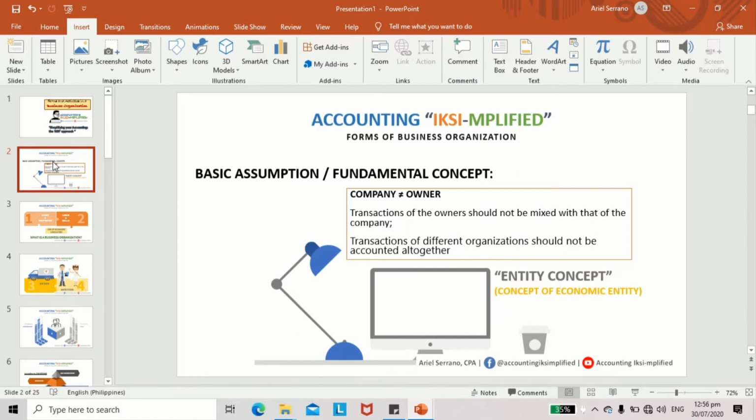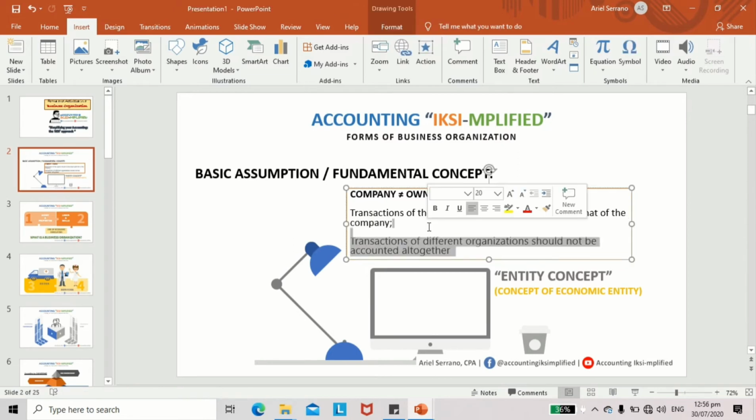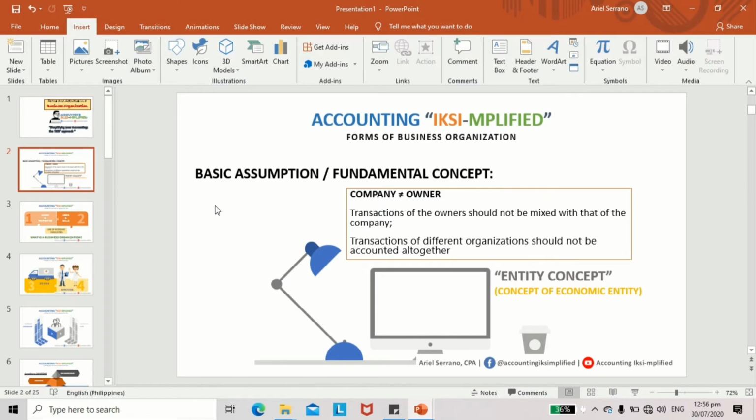In this concept, the transactions of the owners should not be mixed with that of the company. So the company is not equal to the owner. There are separate personalities. So we treat the company as a separate person, a separate business. Or in terms of other organizations, let's say I have a family business and we own a lot of businesses. Transactions of different organizations should not be accounted altogether. So we treat one company separate and apart from the other businesses. The same with your personal transactions.